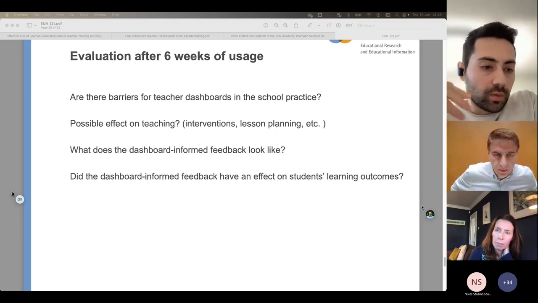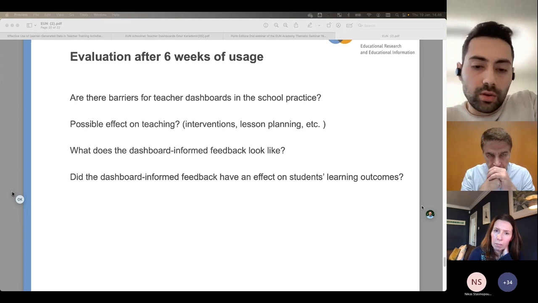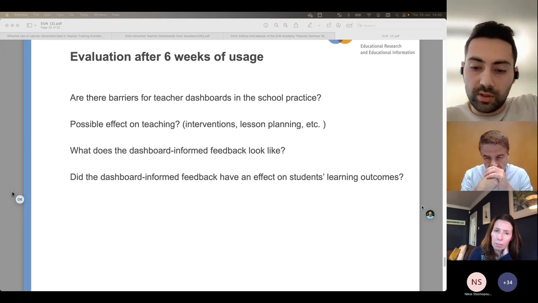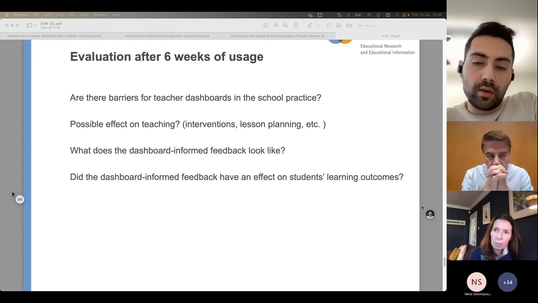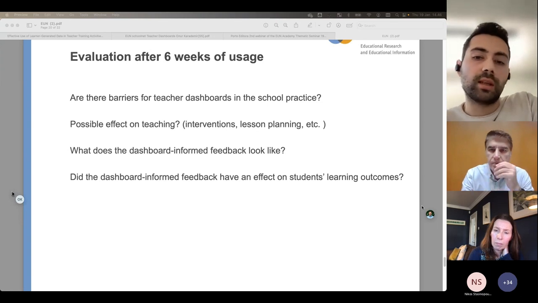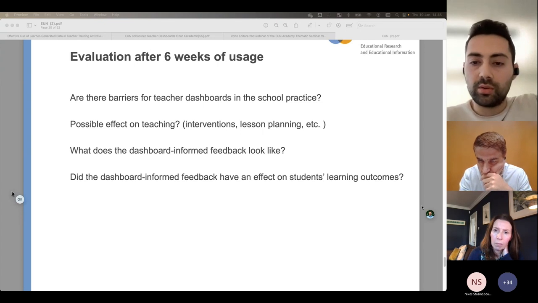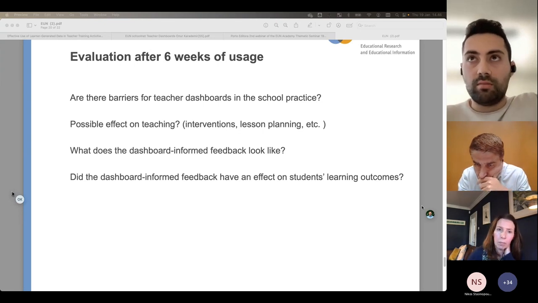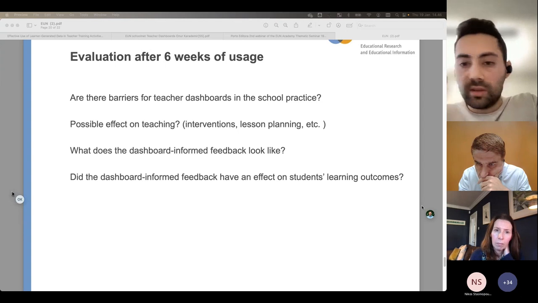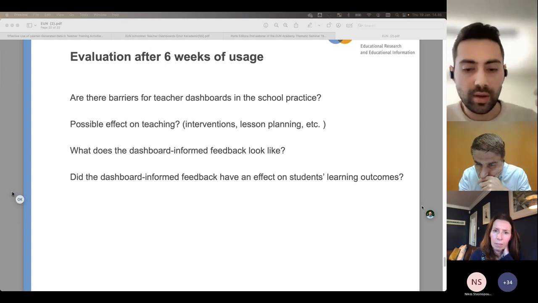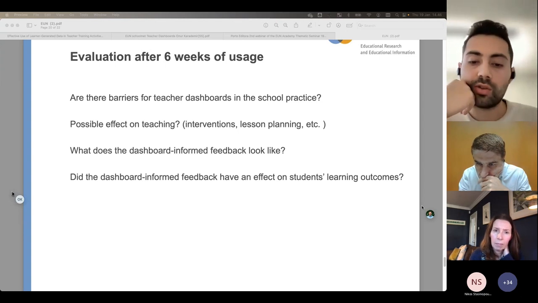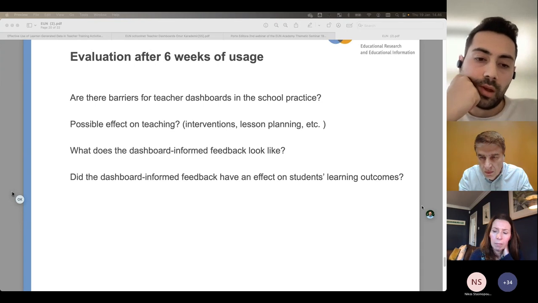And what we could also do is look at the usage data of the teachers and analyze and understand which features are most important, and how we could redesign the dashboard to make it less full, simpler, cleaner and nicer, by looking at the usage data of the teachers.